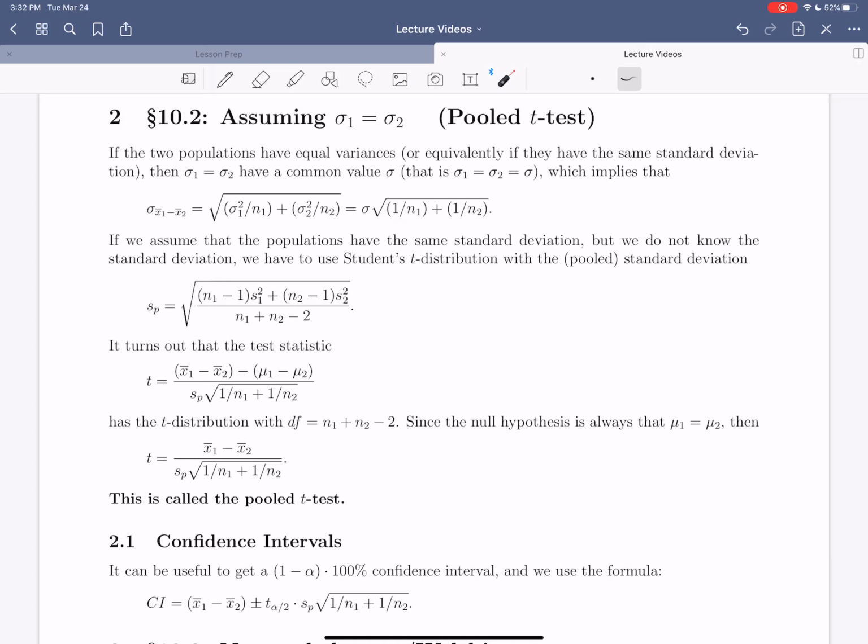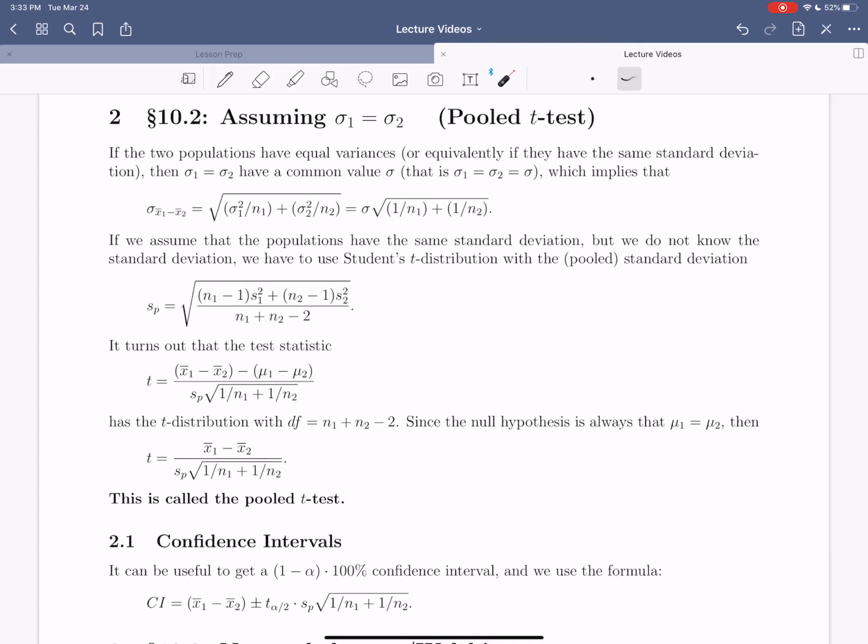And then we have a test statistic with the t-distribution. Our test statistic is t equals x1 bar minus x2 bar minus mu1 minus mu2, all over the standard deviation times the square root of 1 over n1 plus 1 over n2.